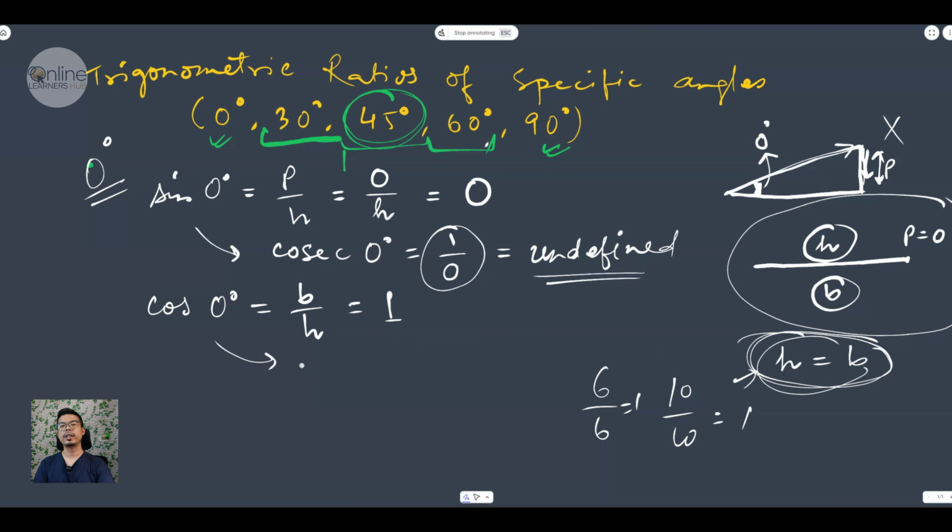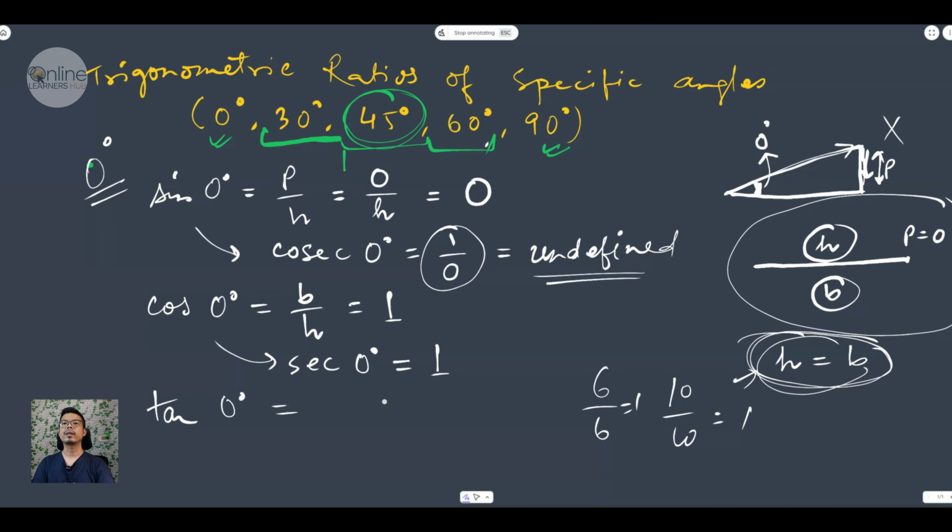Now, when we talk about its reciprocal, what is the reciprocal of cos? If you remember, sec. Very good. So sec 0 degree: the reciprocal of 1 is just 1. All right.